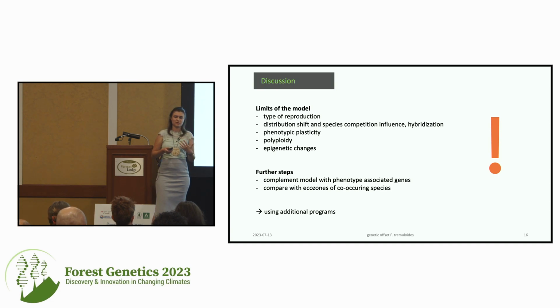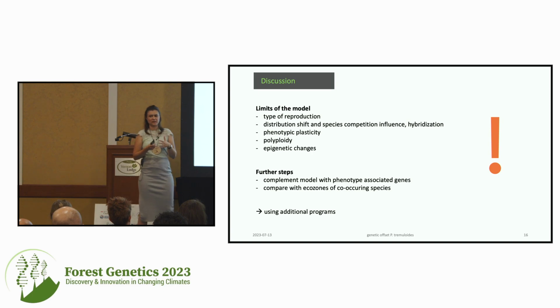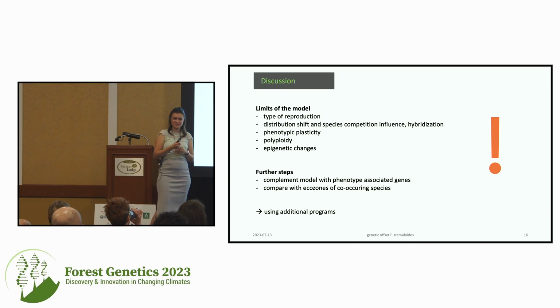So my further steps are to complement the model maybe with some phenotype-associated genes. For a subset of the individuals, I have data from a greenhouse experiment, so differentially expressed genes under drought. Not sure how to incorporate it, but I think it's a good idea to take this into account. And because there are no existing ecozones for Populus tremuloides, maybe I look for co-occurring species and look at which ecozones are already there. And I think it's also a good idea to use some additional programs to confirm if similar clusters can be found. So yeah, if somebody has a nice idea, I'm happy to discuss it.